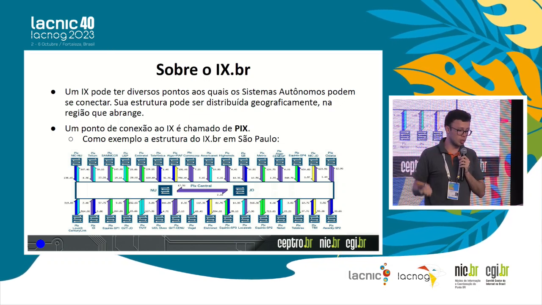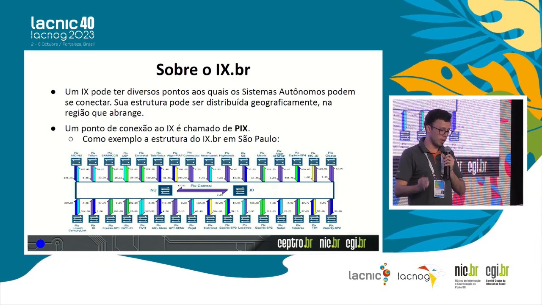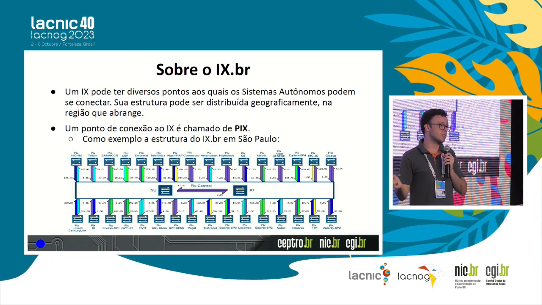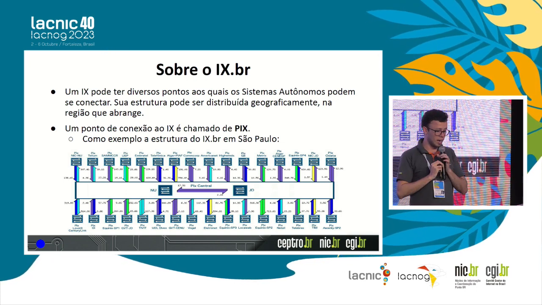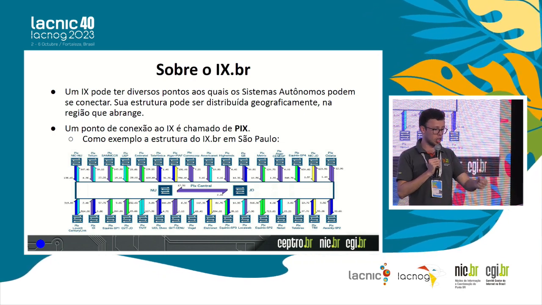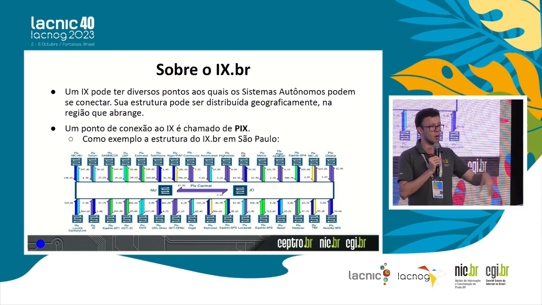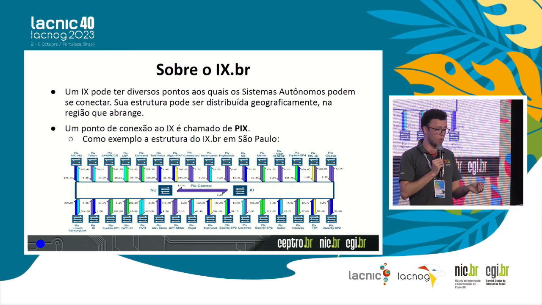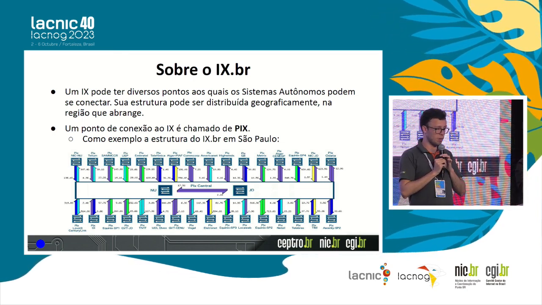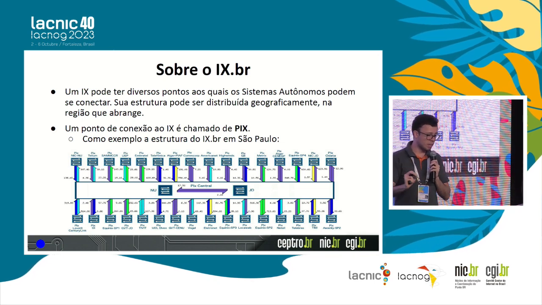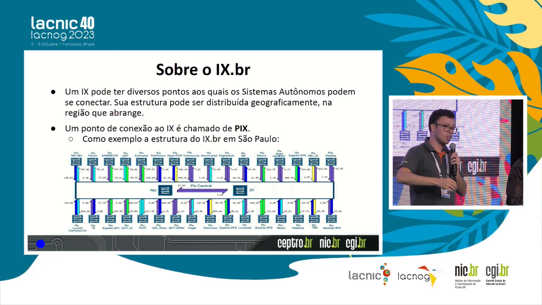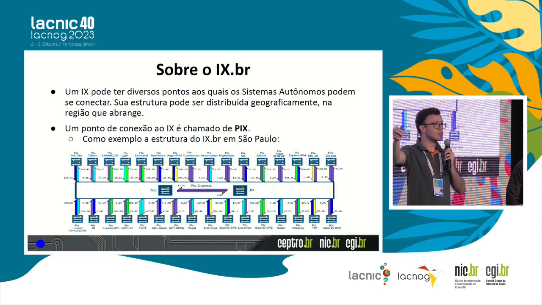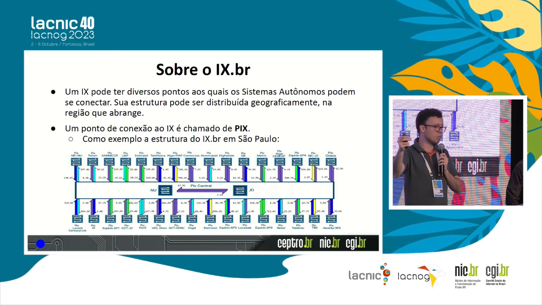And this slide shows the structure of IX.br from Sao Paulo. This is the largest we have in Brazil. Here we can see all the other participants of this IX, of this exchange point. So you see here we have a data center, which we call PICs, which are interconnection points. So whoever needs to connect to the IX will need to connect to one of these points. This is the structure we have. So what we show in general terms so that this can be understood, it is like a big switch. You will have several data centers that are connected in layer two with a large switch.